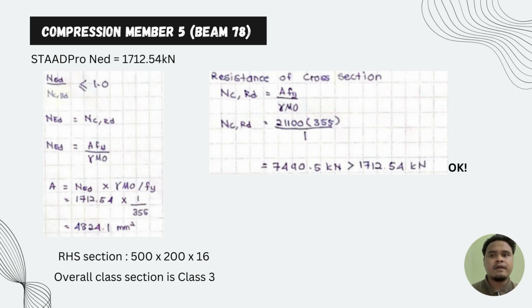211,000. And the overall class section for this section is class 3. Next, we must do the resistance of cross section, and we got the NCRD is 7,490 kilonewton, which is larger than NED, and it means the design is okay.